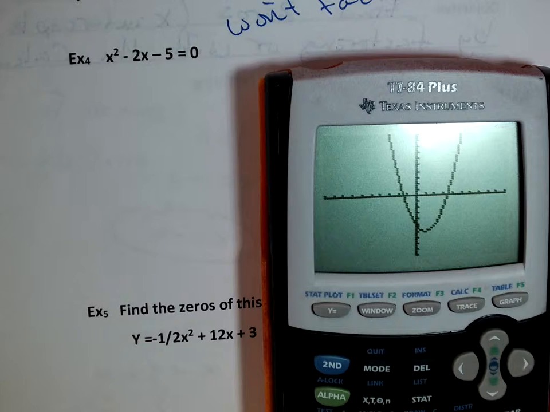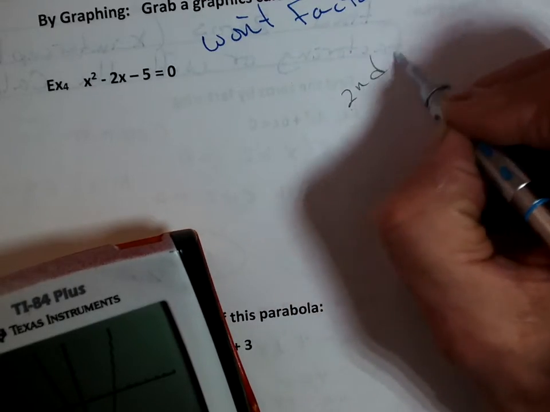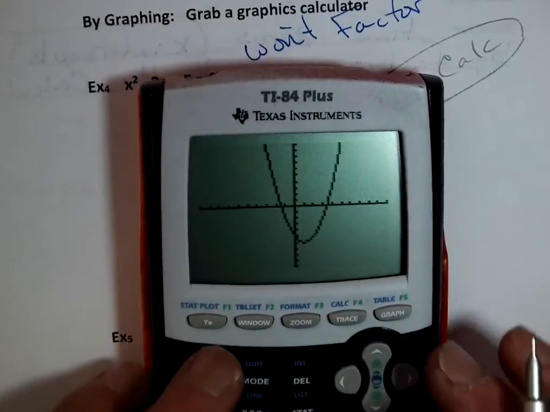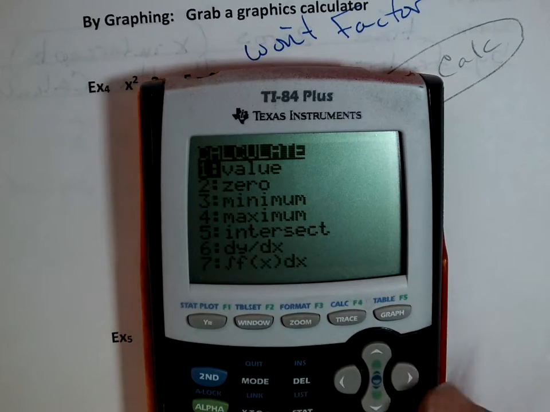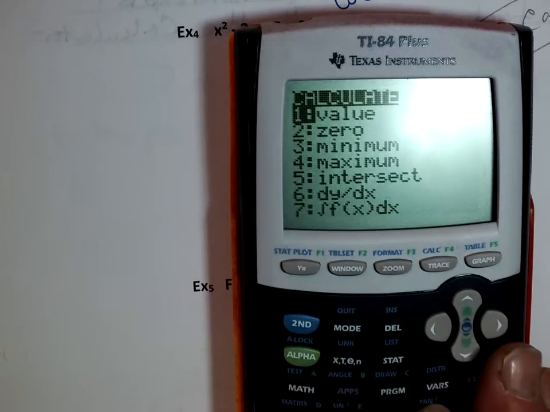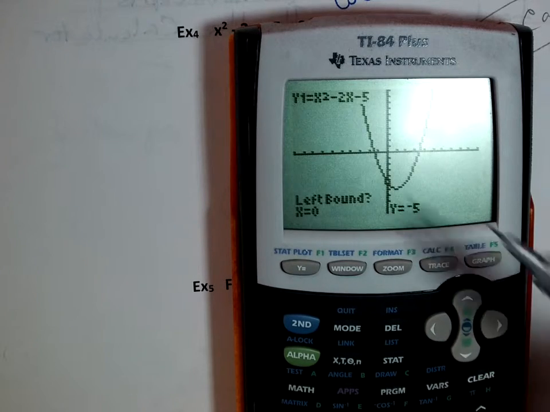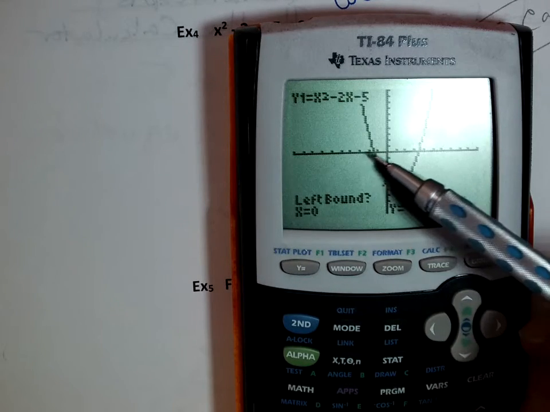But we can do this. We can go to our calculate. Remember, we're going to go to our second calculate button, that blue button. So I'm going to go second calculate. I'm going to find the zero. Right, there's my zero. I'm going to go to my zero. Enter. And let's find this one first. Let's find that one there.